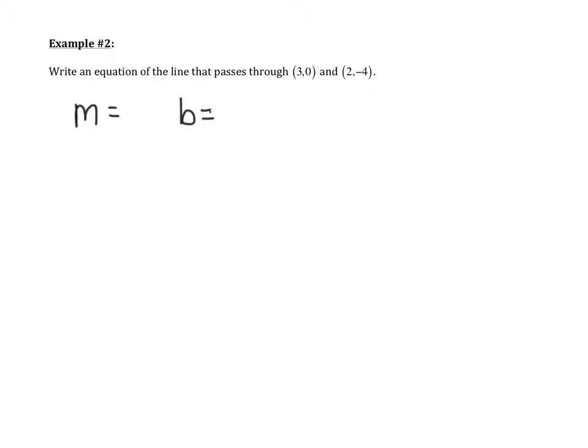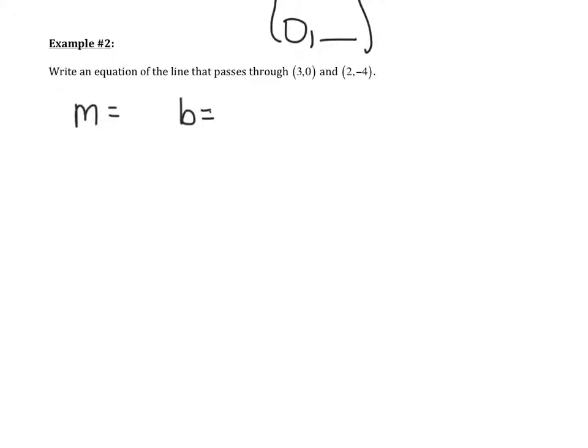Some people might mistake the (3, 0) as the b. But remember, I am only given the b when my ordered pair is 0, comma something. But in this case, I was given something, comma 0. So actually, this is the x-intercept, not the y-intercept that we need for the b. So again, I need to find the m and I need to find the b. I'm given 2 points. Remember, I can find the slope when I'm given 2 points by doing y minus y over x minus x.